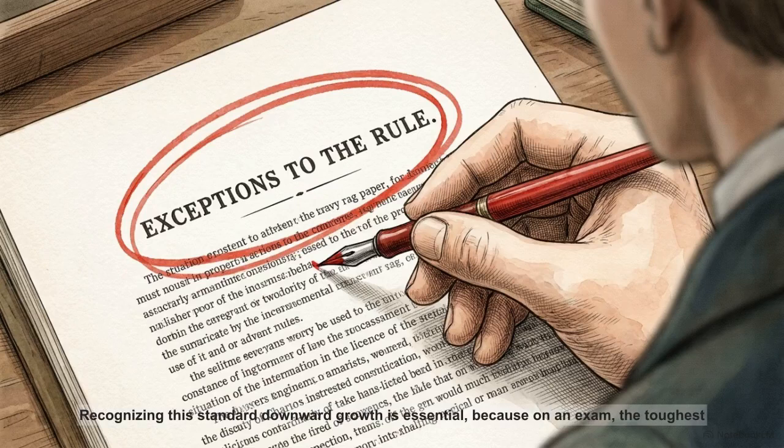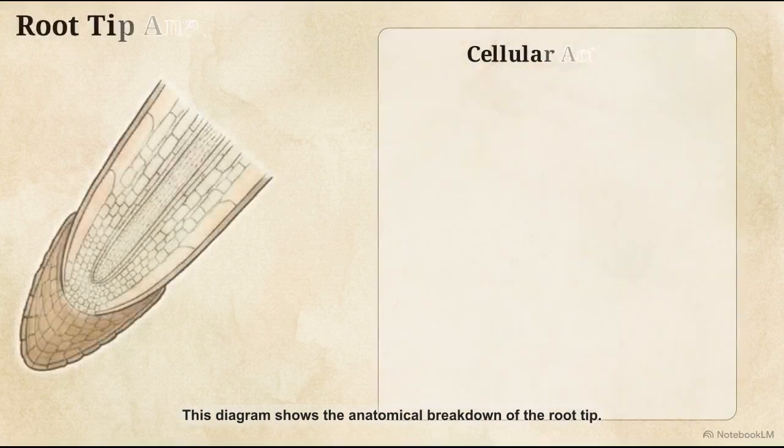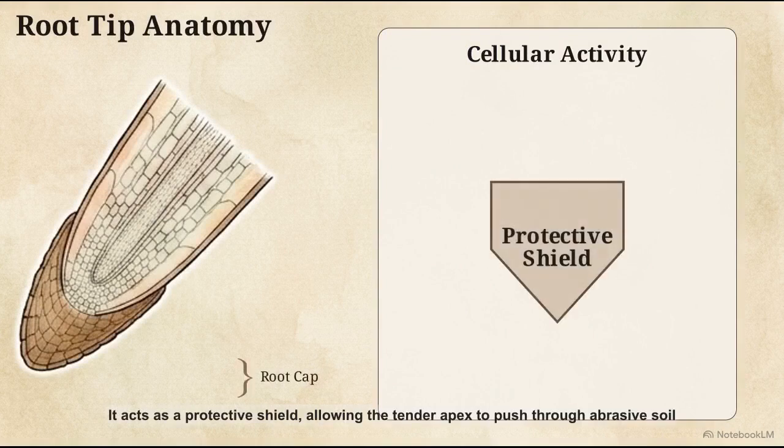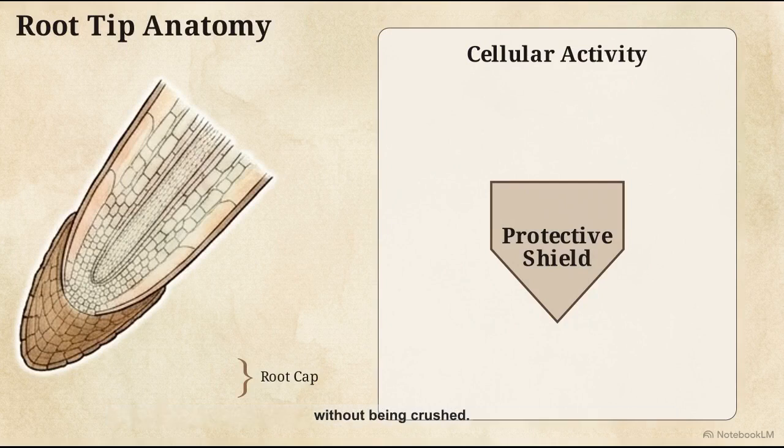Recognizing this standard downward growth is essential, because on an exam, the toughest questions target the plants that break this exact rule. This diagram shows the anatomical breakdown of the root tip. At the very bottom is the root cap. It acts as a protective shield, allowing the tender apex to push through abrasive soil without being crushed.